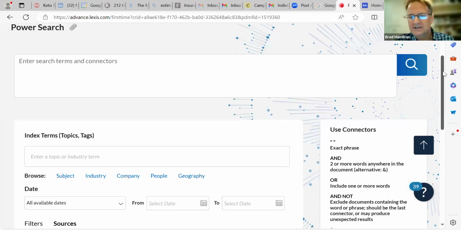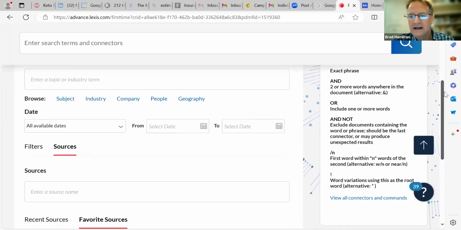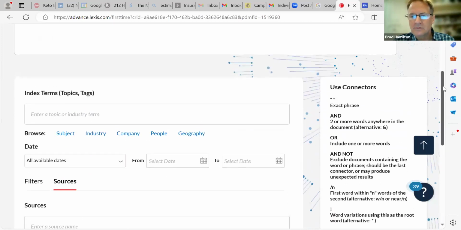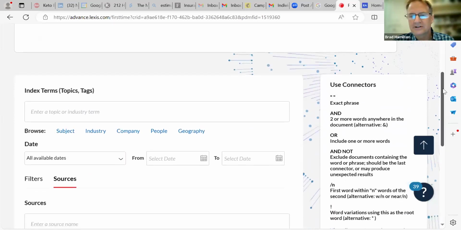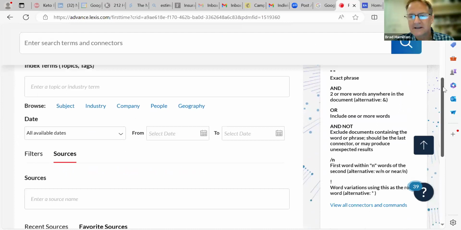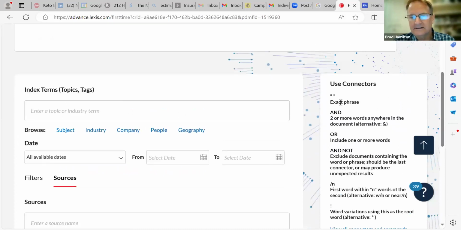All right, so I want to show one other quick thing here, because when you're learning how to search, you really have to become familiar with these connectors. Okay, we talked about how quotation marks mean an exact phrase, and means both of the terms that you're searching will have to be there, or means it has to be either one or the other, and not is another one.